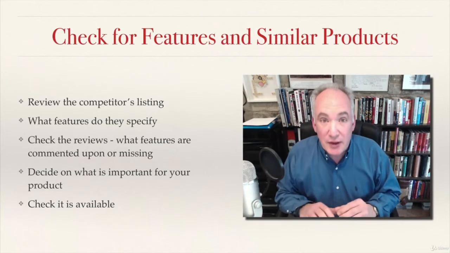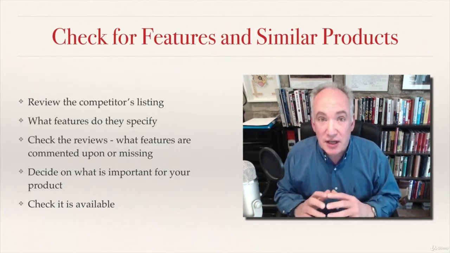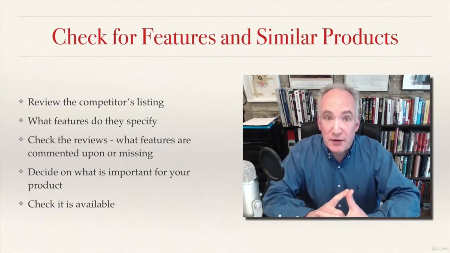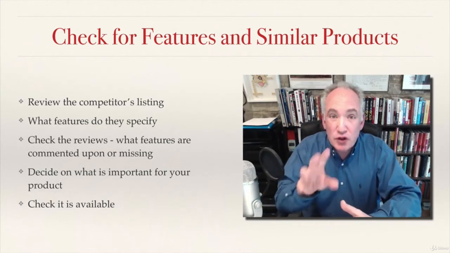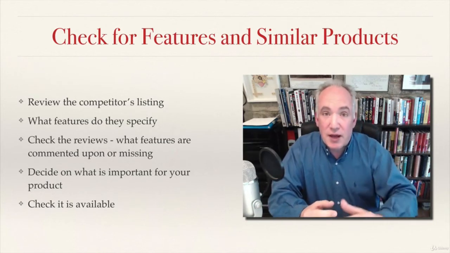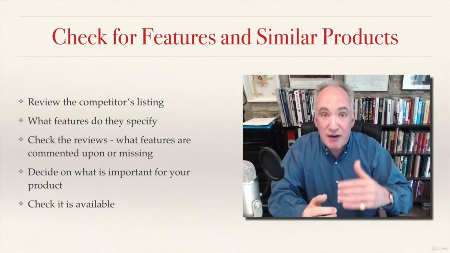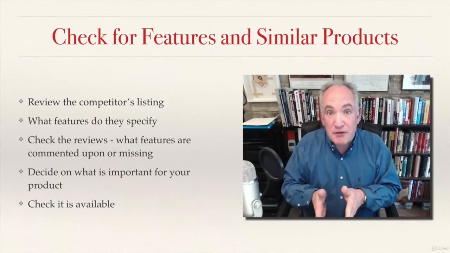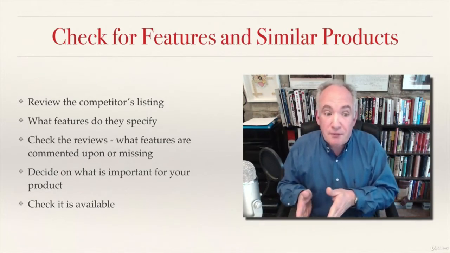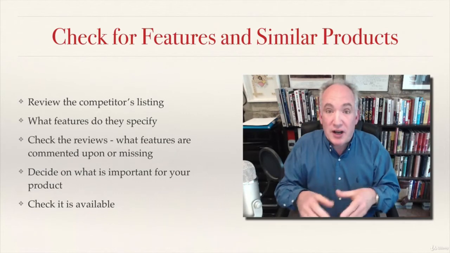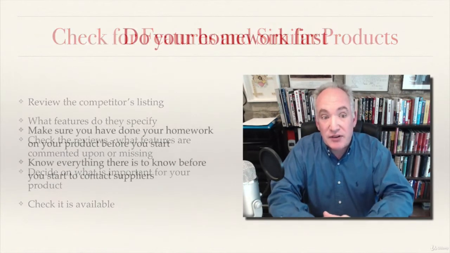The easiest way to do that is to find a competitor's listing on Amazon and have a detailed look at it. You want to look at the features that they're specifying. You want to look at the reviews that they've had, and you'll see in the reviews, good and bad, the features and benefits that the users of that product actually like or dislike, have found or want. That's a great way to, if nothing else, find things that you can differentiate your product on. When you've got that long list of things, you'll have to decide what's important for the product you want to sell, and then you can start seeing if it's available.